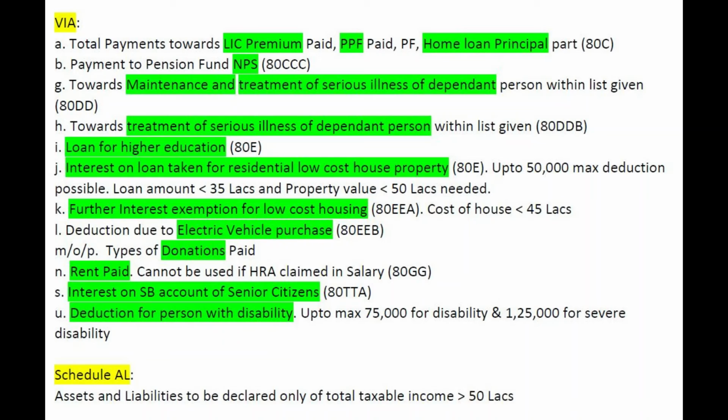Next we go to the worksheet Schedule AL. This is to declare the assets and liabilities of the taxpayer and is to be used only if the total taxable income exceeds 50 lakh rupees in the year.